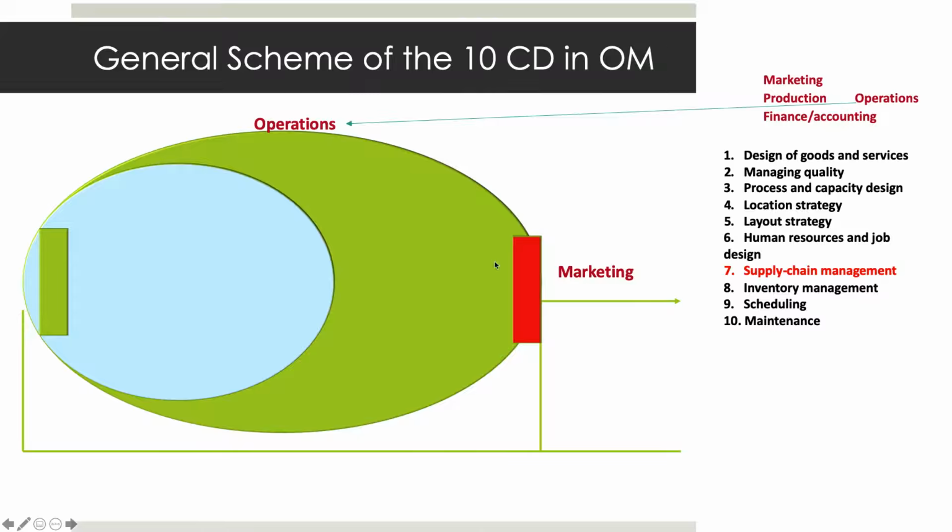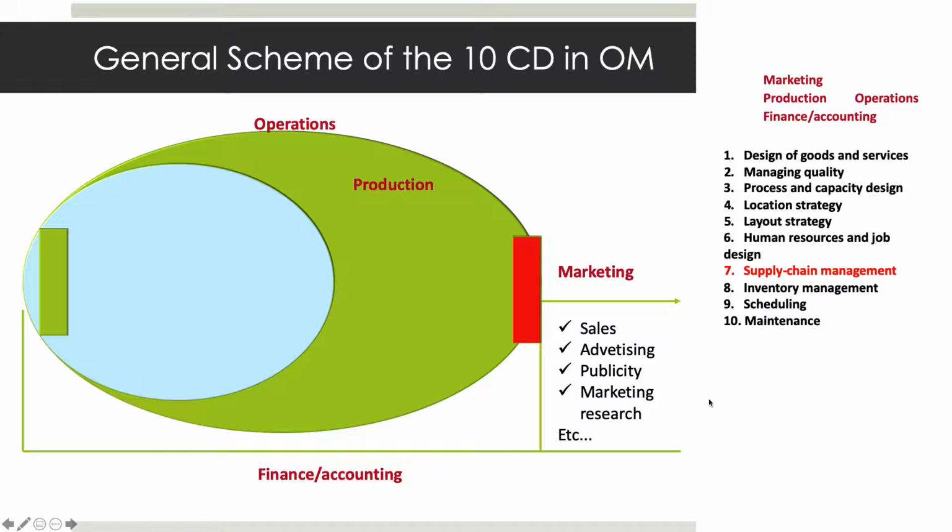Imagine that the operations are this green oval, all the operation process. Then we have the production. Imagine that the production is the green internal oval that we have here. And then we have the finance and accounting, represented by this green line in all the scheme. Okay? So, how can we start?